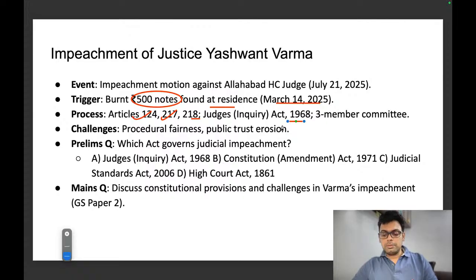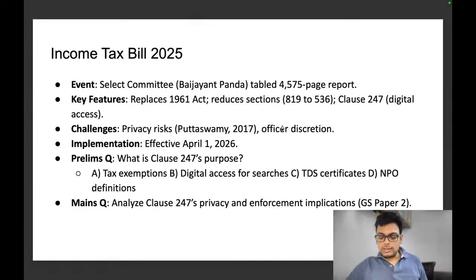The next one is the Income Tax Bill. It's going to be a very controversial bill. Basically, the select committee that was headed by Baijayant Panda tabled a report on the Income Tax Bill. What are the key features of this bill? It replaces the 1961 Act. It reduces sections: earlier, in the erstwhile Act, there were 819 sections. Now there will be 536 sections, and it introduces the tax year also, and there are 285 amendments.